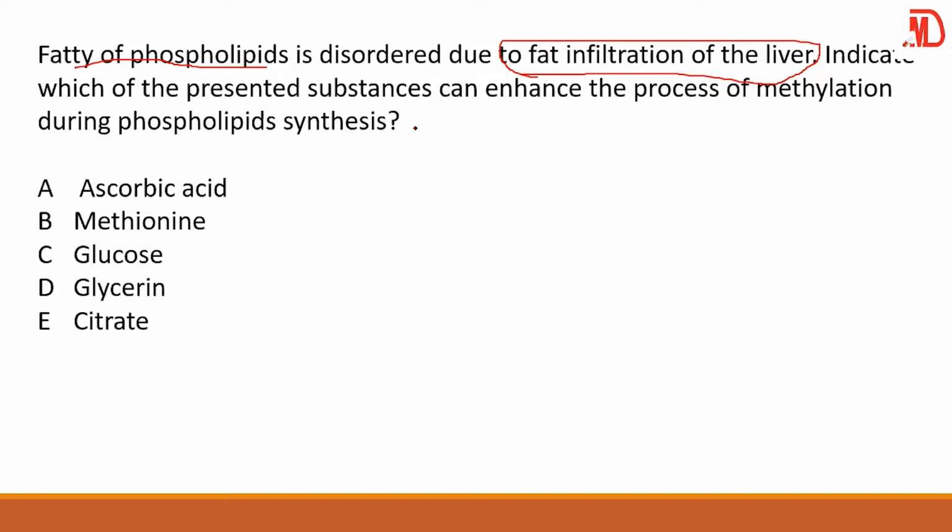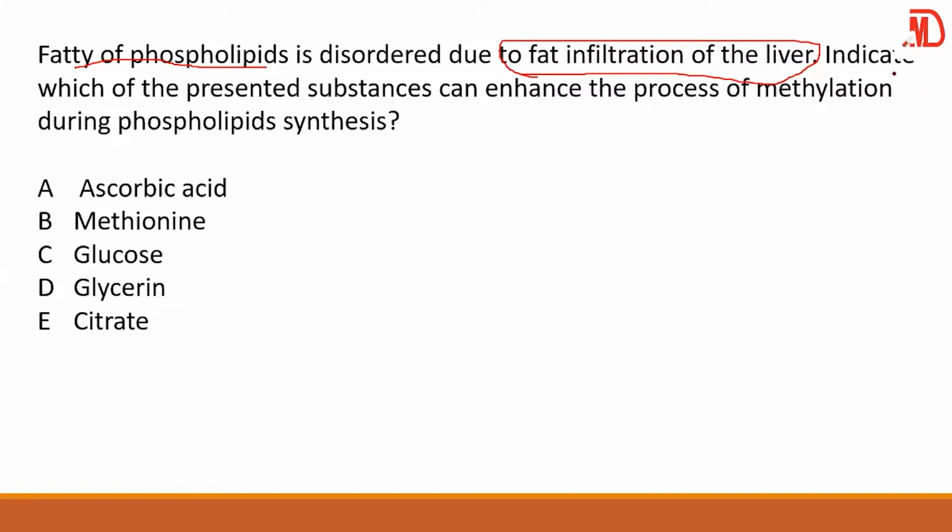And this occurs when there's a deficiency of choline, C-H-O-L-I-N-E. And when there's a deficiency of choline, automatically it means there'll be a deficiency in methionine, because they are all involved in the pathway. So like I said, fatty liver means hepatic steatosis. And it occurs when there's low or deprived choline. And choline is involved in the metabolism of methionine.